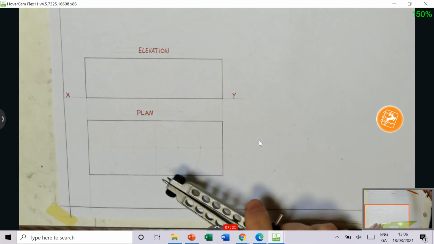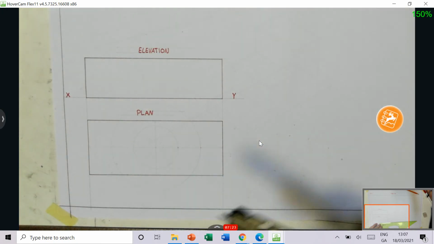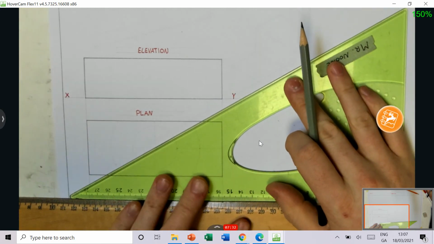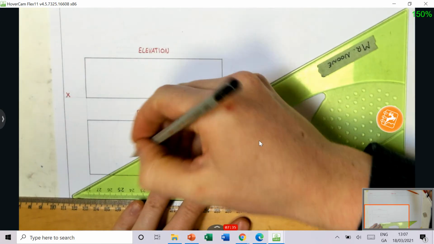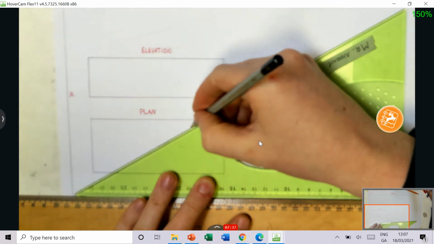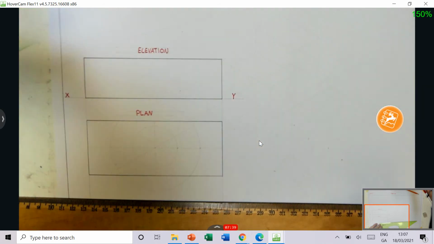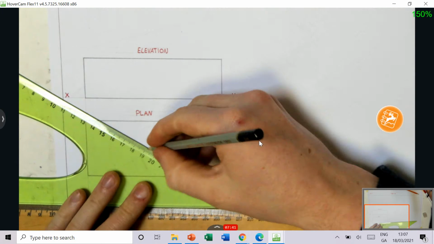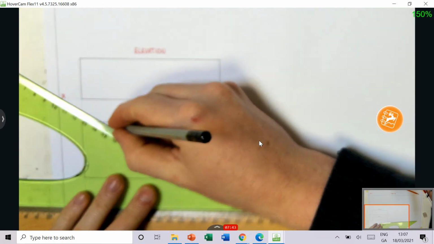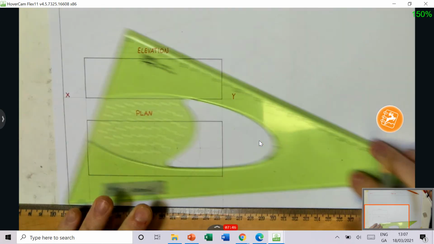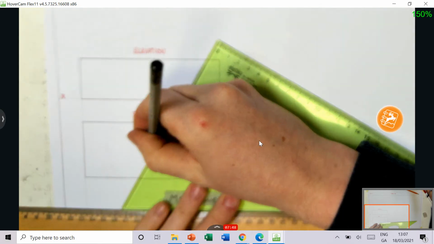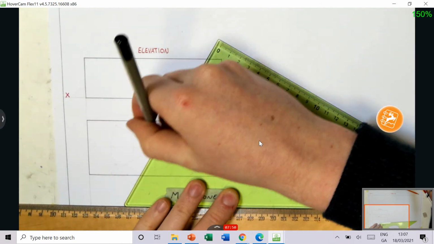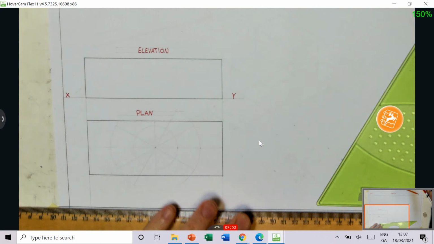Okay, so we can see now that we have a major and a minor circle. The minor being the smaller one, the major being the larger one. And what we want to do now is split them up using the 30-60 method. So a 30-degree line going through the center, a 30-degree line in the opposite direction going through the center, a 60-degree line going through the center, and a 60-degree line in the opposite direction going through the center.